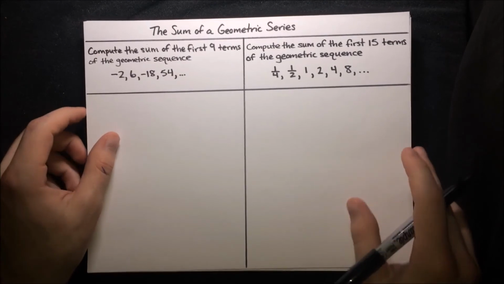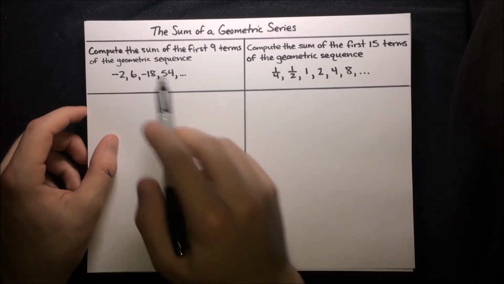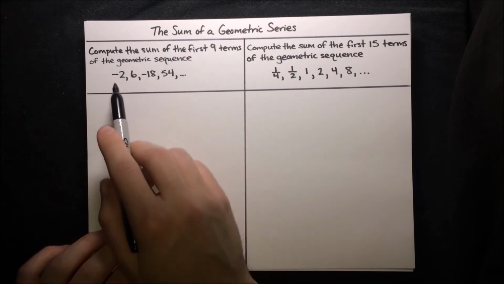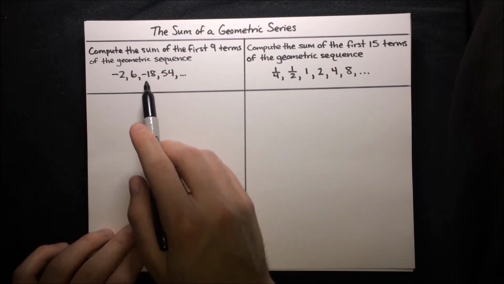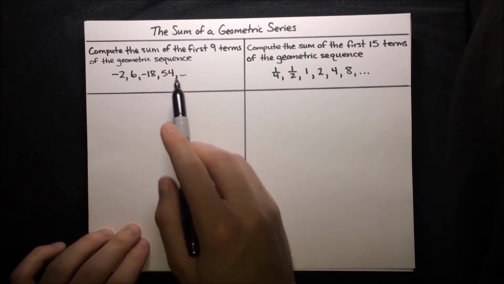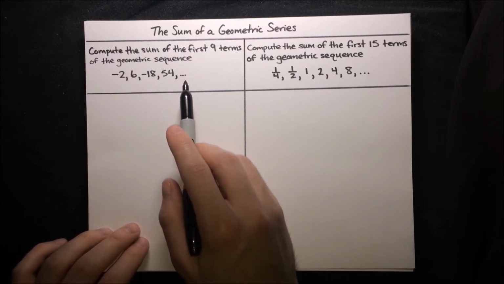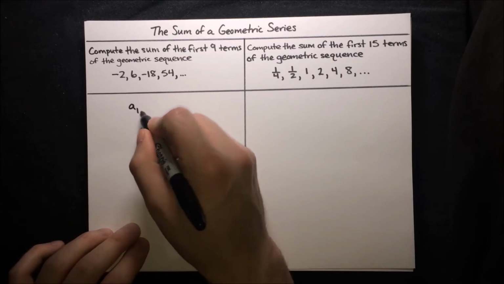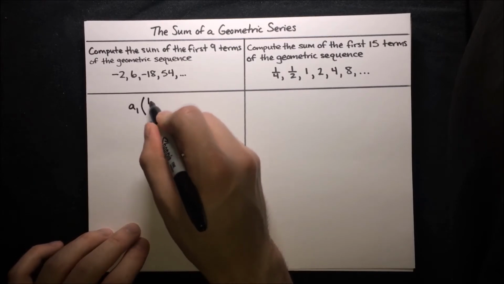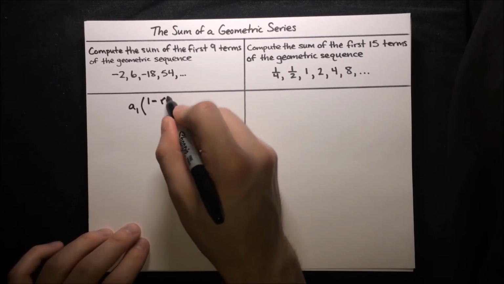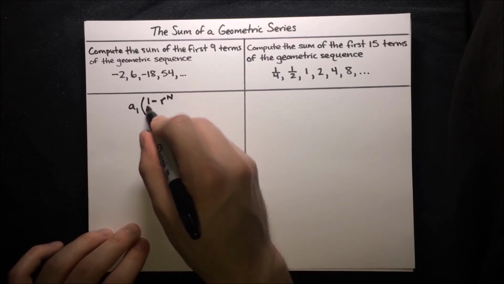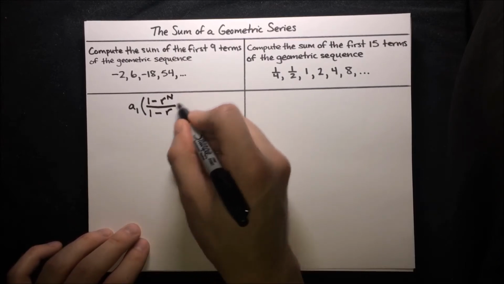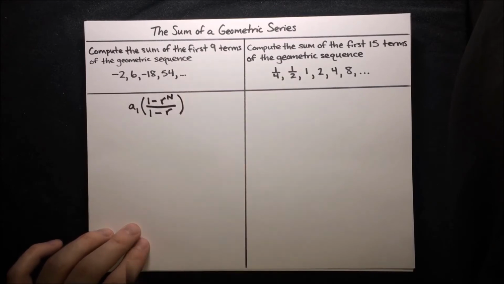Alright, how about a few more examples? First of all, we want to compute the sum of the first 9 terms of the geometric sequence -2, 6, -18, 54, and so on. And again, we'll just use the formula. The formula is just A1, the first term, times 1 minus r, the common ratio, raised to the nth power, and n is how many terms we want to add up, over 1 minus r. And we'll apply that to this situation at hand.